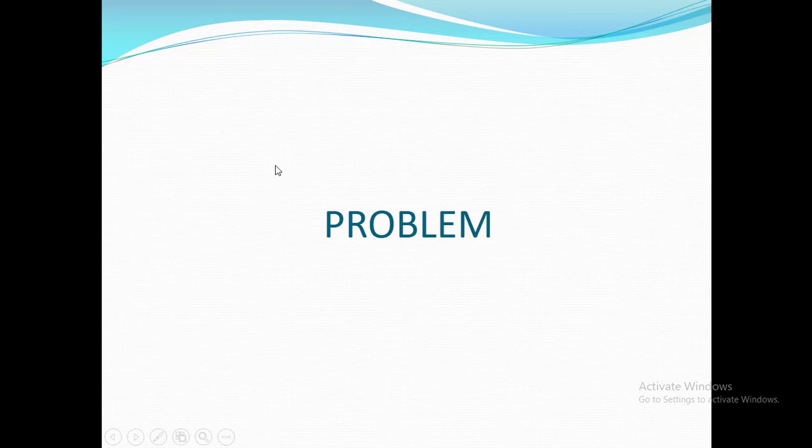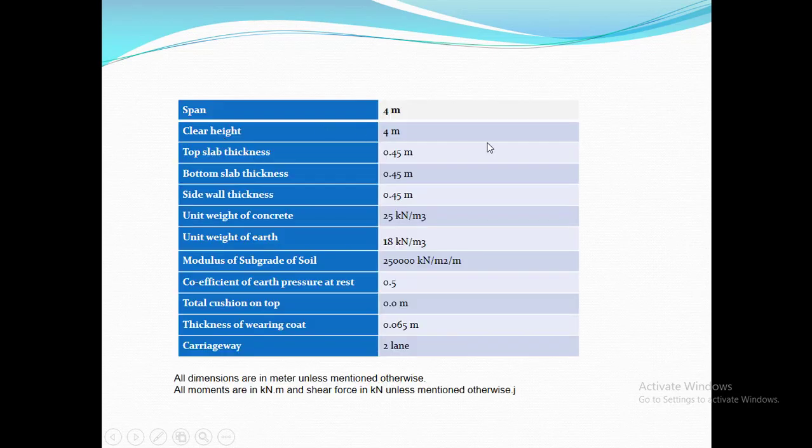Now we are going to the problem part. These are some of the details given. Span of culvert is 4 meter, height is 4 meter, and top slab thickness, side wall thickness and bottom slab thickness are 450 mm. Unit weight of concrete is 25 kilonewton per meter cube. Unit weight of earth is 18 kilonewton per meter cube. Modulus of subgrade of soil is 250 into 10^-3 kilonewton per meter square per meter.